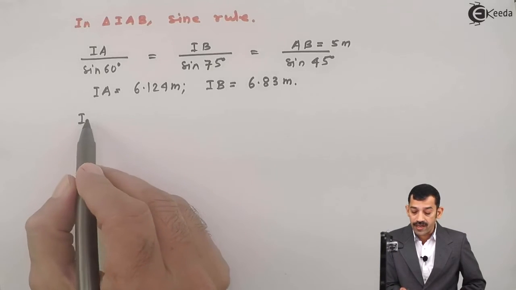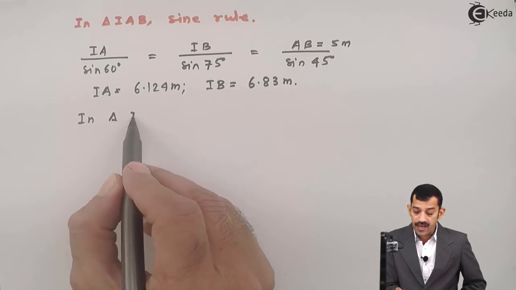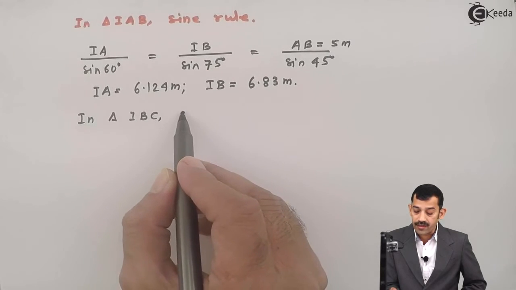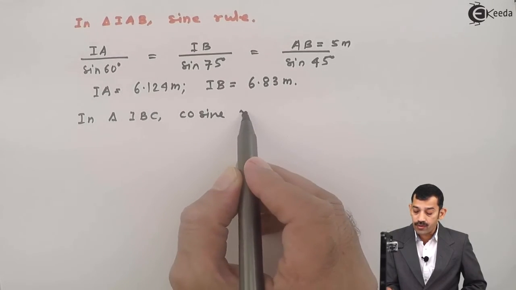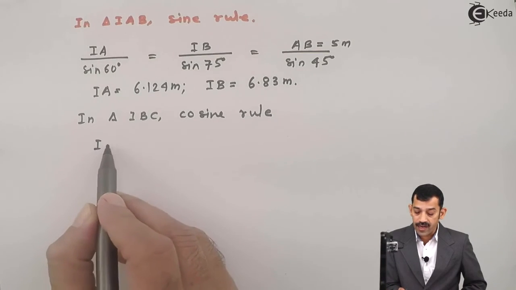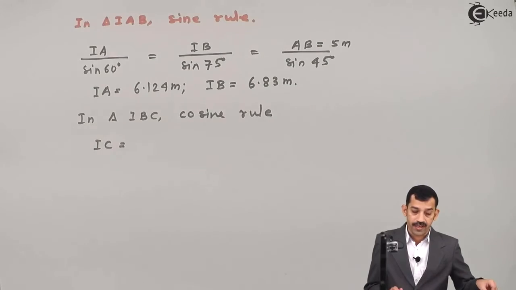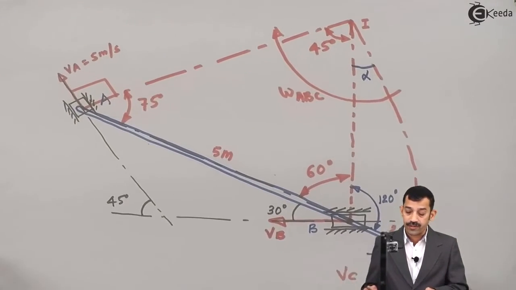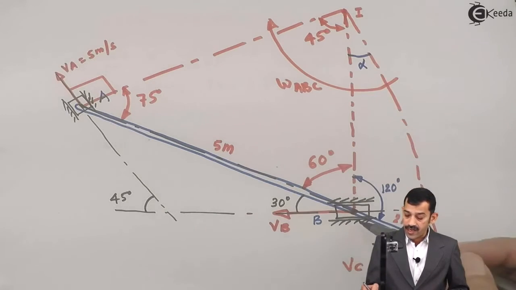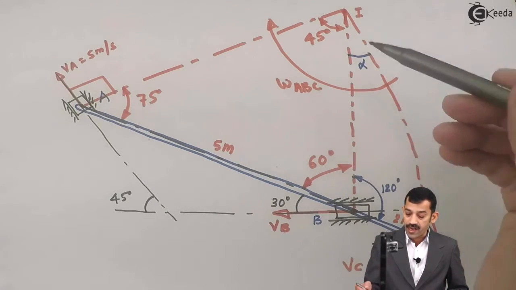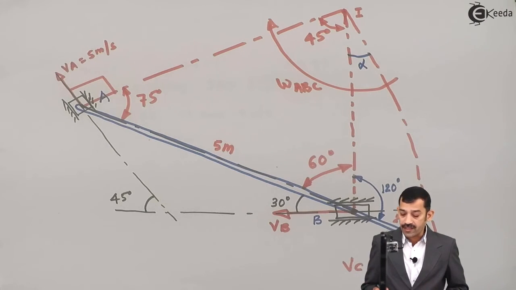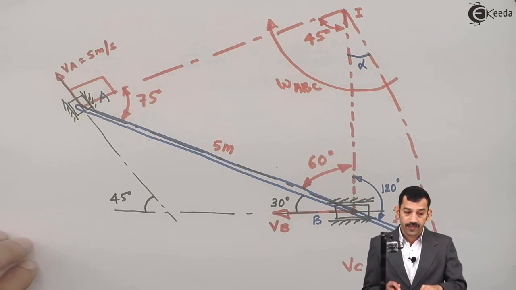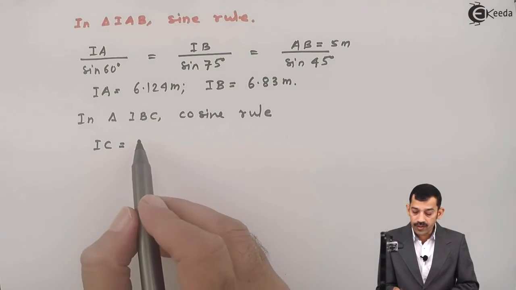Once we get IA and IB, next part is length IC. This is possible from triangle IBC, where we'll apply cosine rule. In triangle IBC, length BC is 2 meter, length IB is known. Therefore IC equal to square root of IB square plus BC square minus 2 times IB into BC into cos of 120 degree.